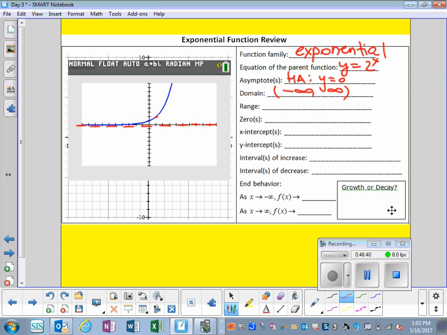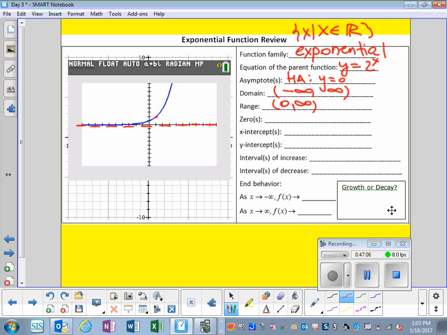I could also write this in set-builder notation. X equals what? Anything. X belongs to real numbers. Anything goes. What about range? 0 to infinity. It lives above my asymptote. 0 to infinity, with parentheses, not brackets, because we don't include the asymptote value.